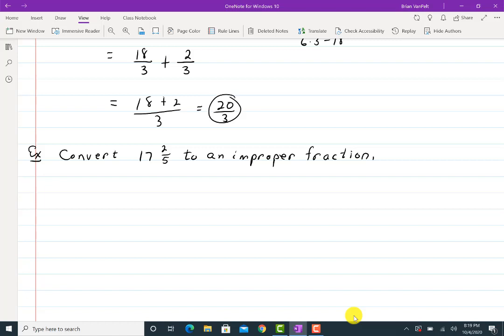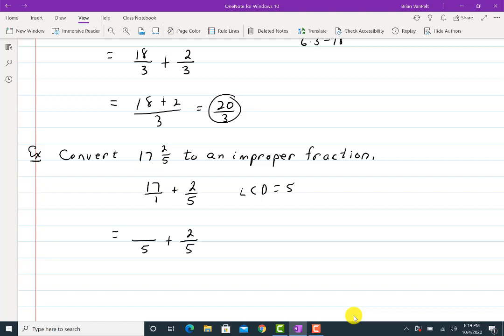So same deal. I have 17 over 1 plus 2/5. And the LCD is very simple. Whenever one fraction has a denominator of 1, the LCD couldn't be easier to find. It'll be 5 this time. So I'm going to convert both of my fractions to being over 5.